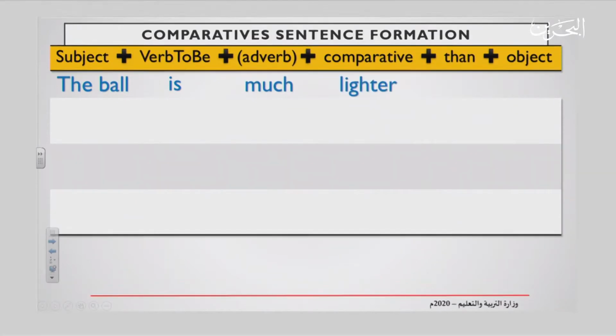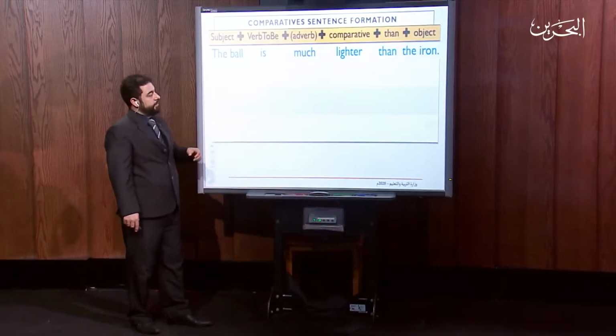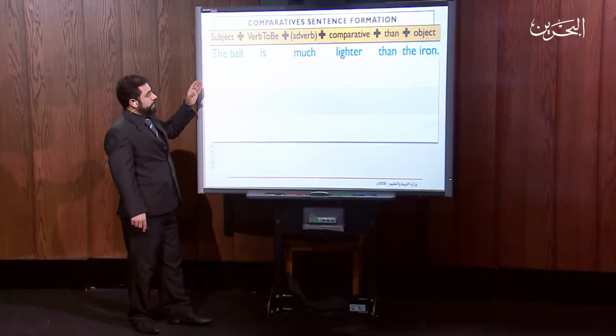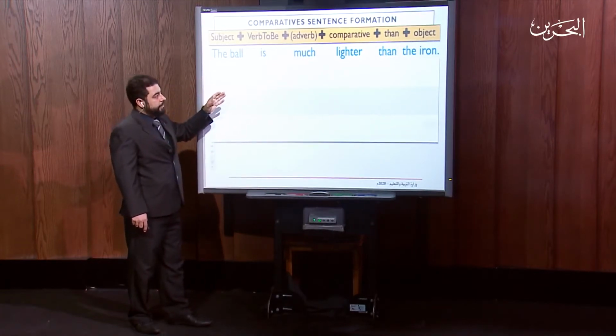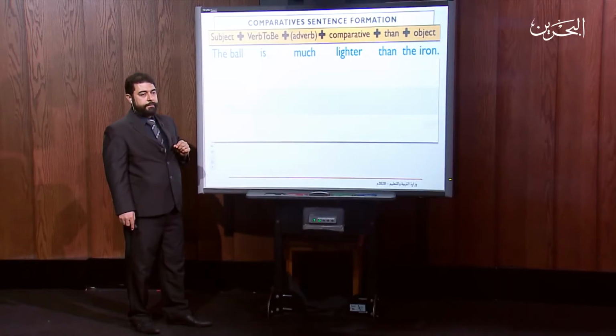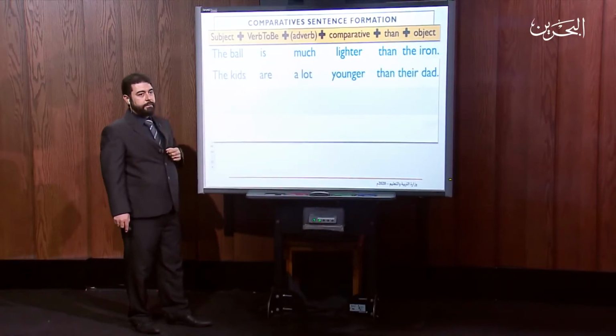Lighter is a one-syllable adjective that is added with ER. Then you write then as it is, then the object, which is iron, which is very heavy. The ball is much lighter than the iron. Okay, let's take a look at another example.